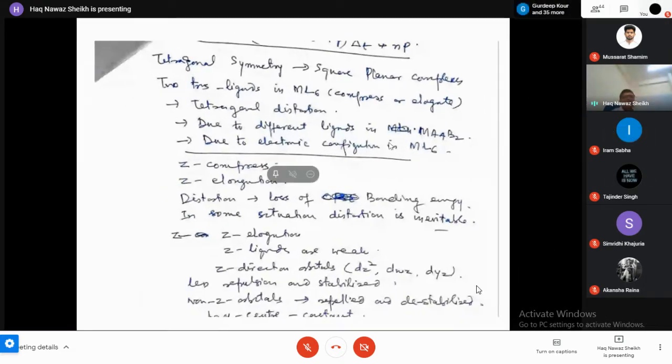So the distortion is not a favorable situation because it leads to loss of the bonding energy, because whenever a bond becomes longer, another bond becomes shorter, there is loss of bonding energy. But in some situations, distortion is inevitable. You cannot escape distortion when the situation becomes out of control, because there are differences in the ligands. Ligands exert different repulsion in different directions. Obviously, then there will be distortion. You can't avoid it. So Z elongation means when the ligand along Z direction is weaker, it causes less repulsion to the d orbitals, and therefore the bond formed along the Z direction is weaker and longer, whereas the bonds formed along X and Y directions are stronger and shorter, right?